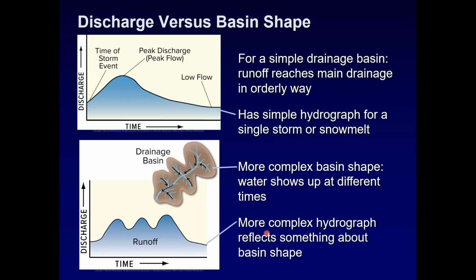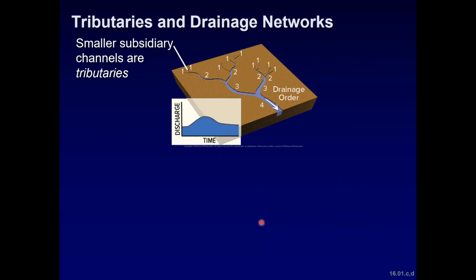Now, the time when the water arrives depends on the distance it has to travel and its rate of flow, and that also hints at different sizes of streams as well. Okay, let's talk about tributaries, and those are the smaller streams that feed into larger streams. They're smaller subsidiary channels.